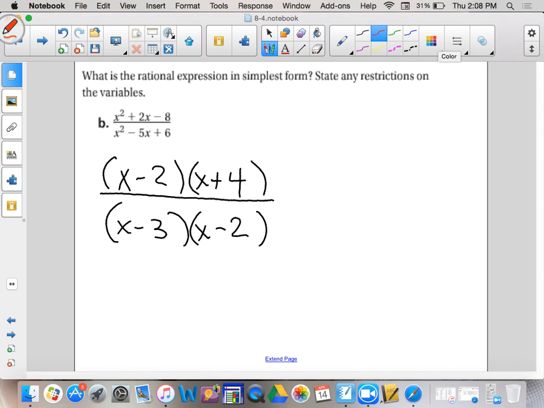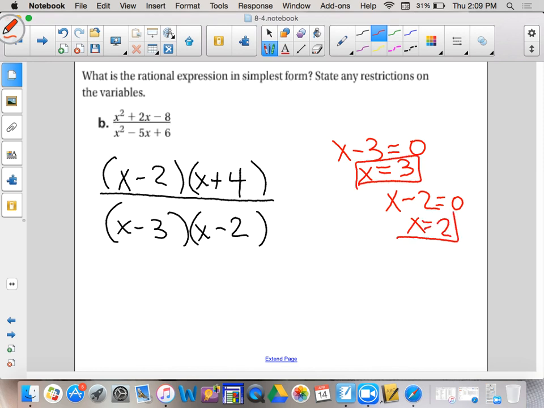Before we even cancel stuff out, let's talk about the restrictions for just a second. On any of my problems other than division, this is not going to hold true for division, but on anything else, if I want to know what the restrictions are, I'm going to look at the denominator. What do I have in the denominator right now? x minus 3 and x minus 2. I'm going to take both of those, set them equal to 0, and solve them. So I have x equals 3 and x equals 2.